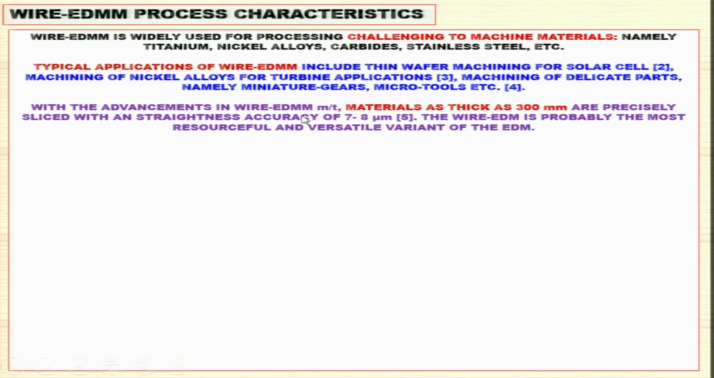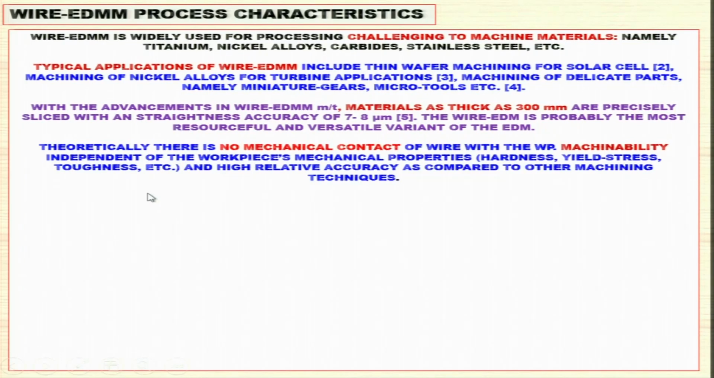With the advancements in wire EDM machine tools, materials as thick as 300 mm are precisely sliced or cut with a straightness accuracy of about 7 to 8 micrometer. The wire EDM is probably the most resourceful and versatile variant of the EDM process. Theoretically, there is no mechanical contact of wire with the workpiece unless a short circuit takes place because of so many other reasons. Some of them we will discuss.